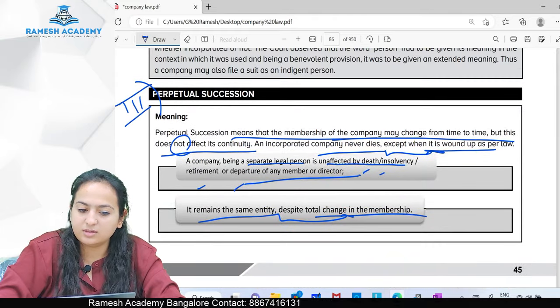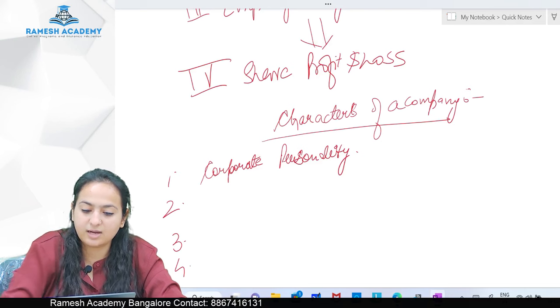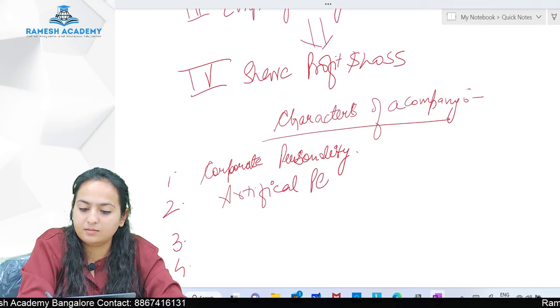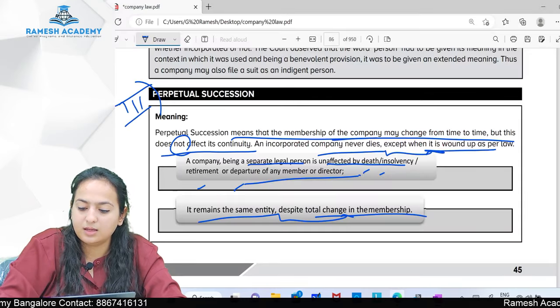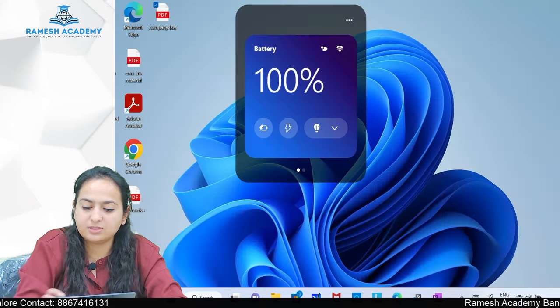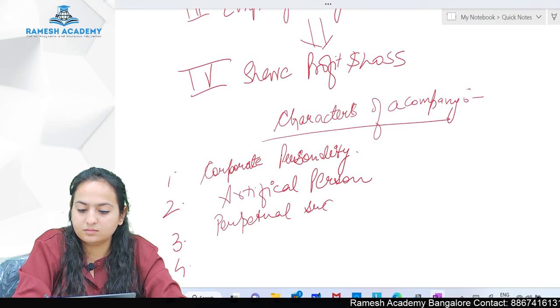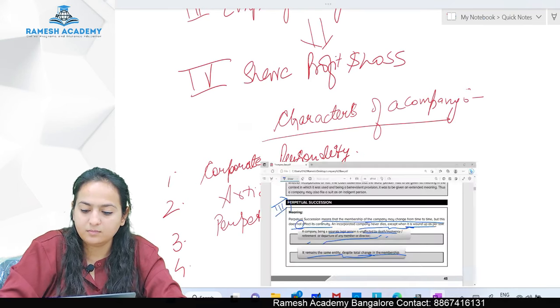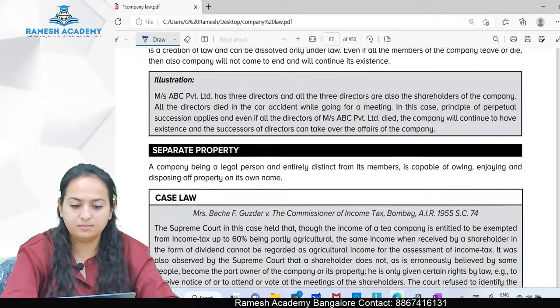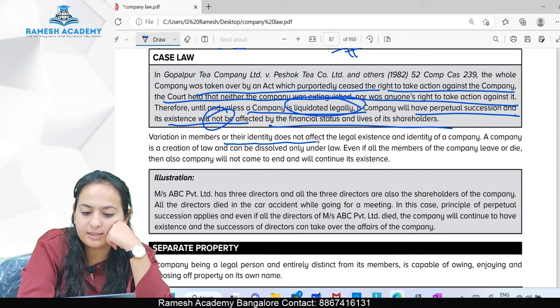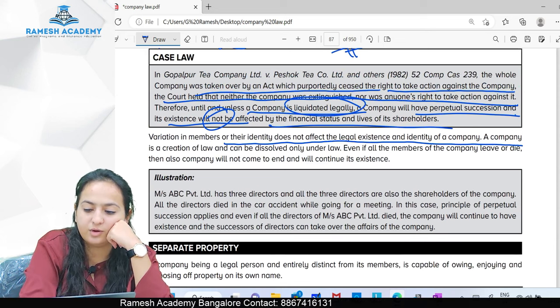So the third point, first and second being artificial person, third is perpetual succession. Variation in members or their identity does not affect the legal existence and identity of the company.